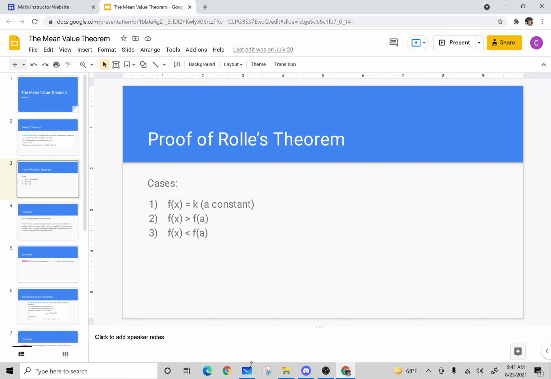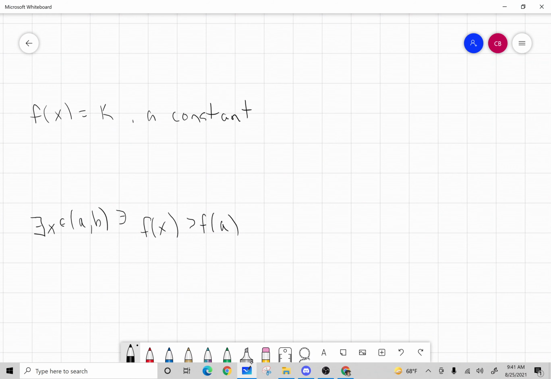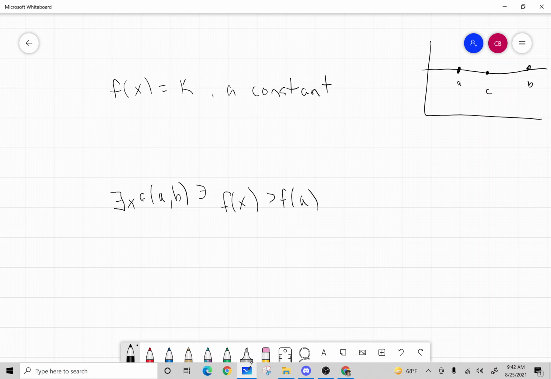So let's look at the first case. If f is a constant, then we have a flat line. Sorry, it's as close to flat as it's going to be. This is f of a, this is a, this is b, and there's some c somewhere in here. We don't know what it is. It could be anything in there, but this is really straightforward. If we assume that f of x is a constant, then f prime of x is equal to 0. That's a given, right? Because the derivative of a constant is 0.